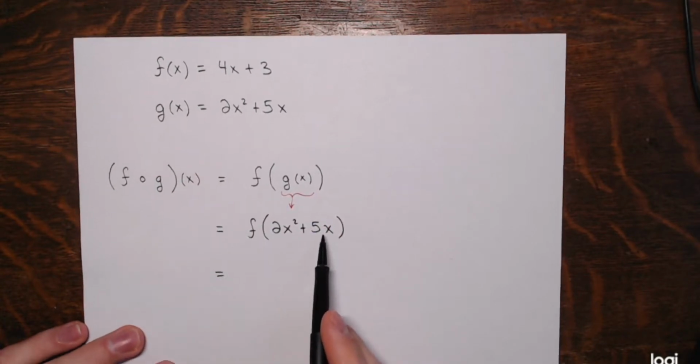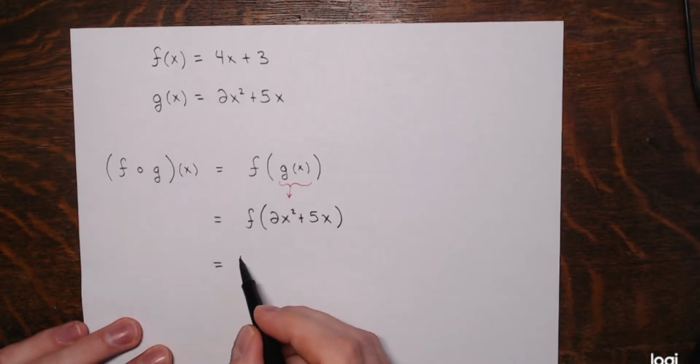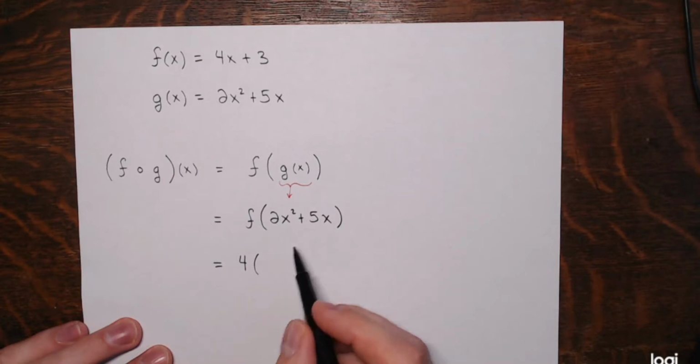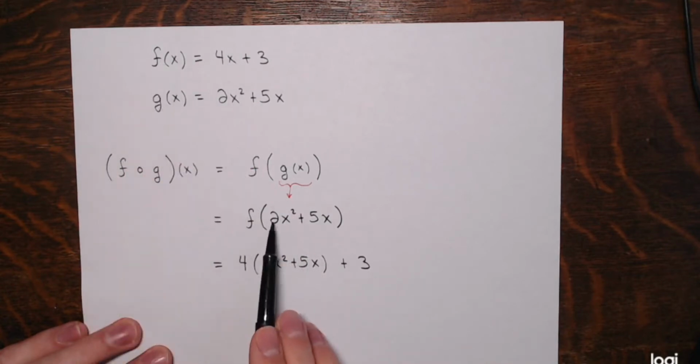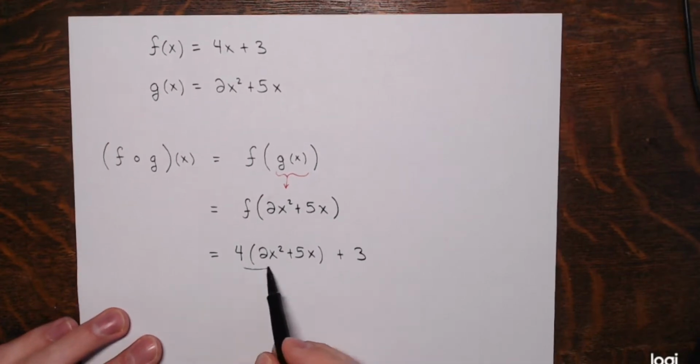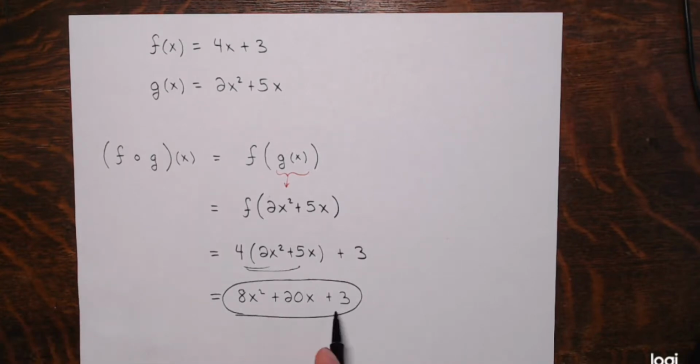Replace all the x's with this quantity. So instead of 4 times x plus 3, it'll be 4 times 2x squared plus 5x, and then plus 3. Right? Just replacing the x in the function f with this input, with g of x. We distribute the 4, combine like terms, we get 8x squared plus 20x, and then you still got this plus 3 out here, and none of these go together. All right, so there you go. That output is the result of composing f with g. And that's what I'll type.